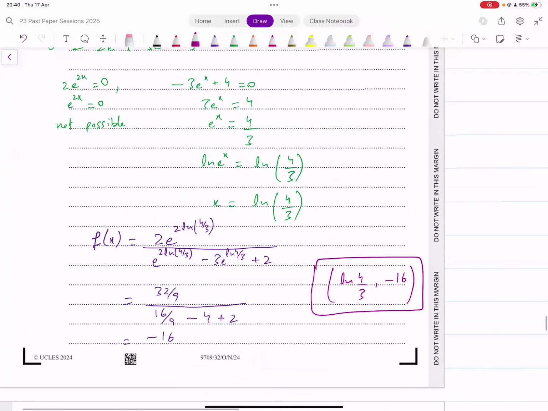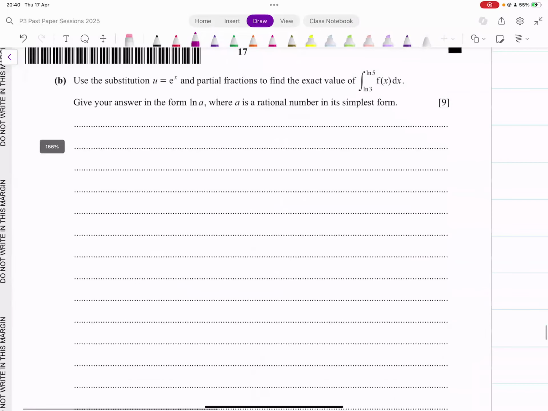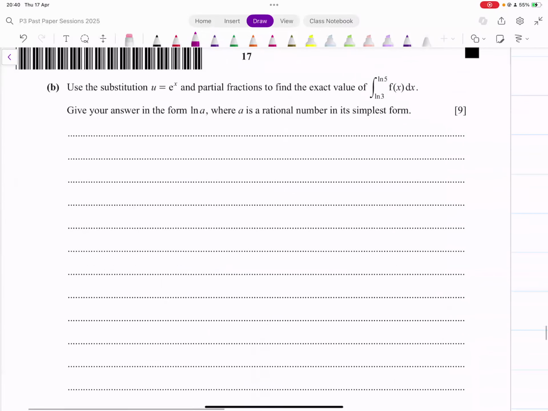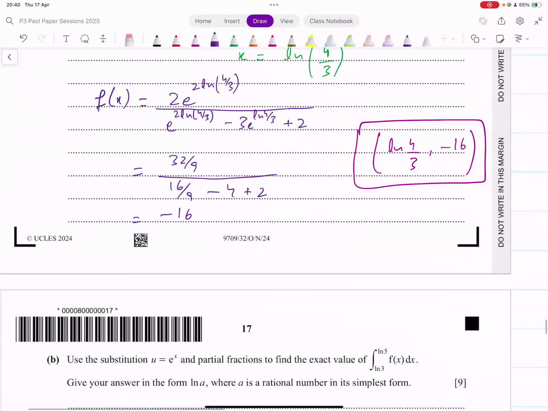Last part of this, it says use this substitution, u equals e raised to power x, in partial fractions to find the exact value of this integral. Now, that's a 9-mark question. That's going to take some time. f of x, that was this original function.